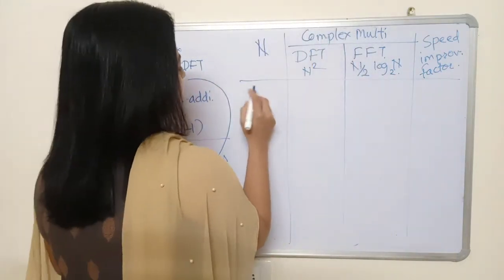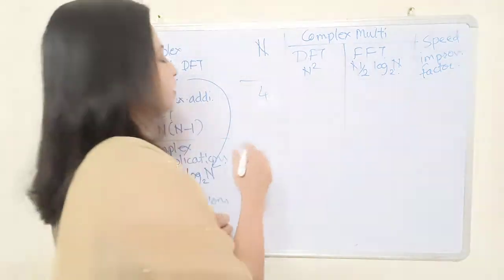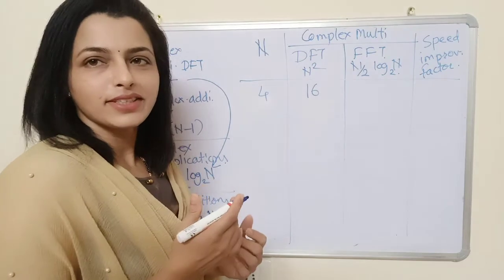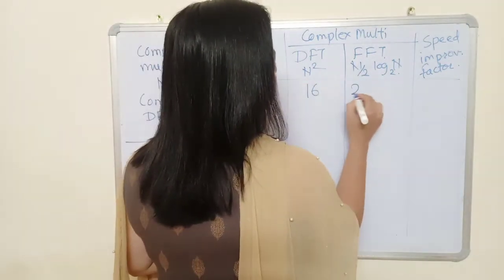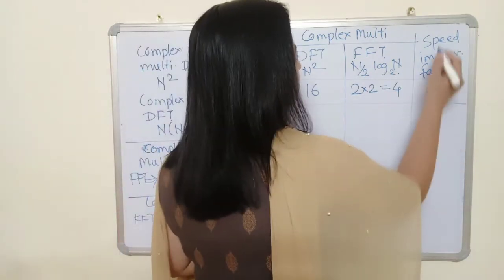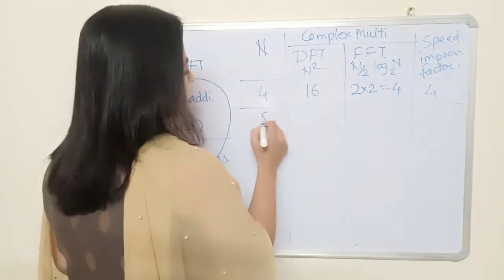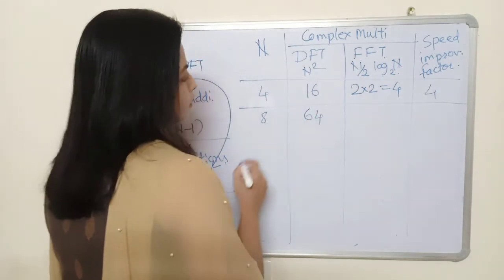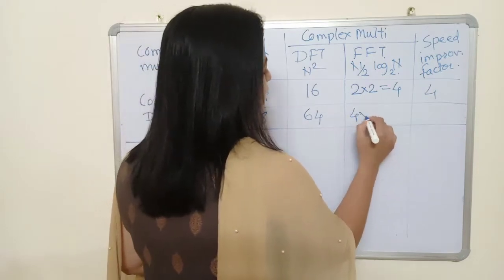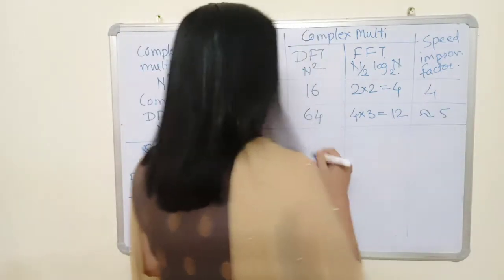First we'll assume a small number of points, 4 points, which we can divide into two 2-point DFTs. Here 16 complex multiplications will be required. For FFT, n by 2 is 2, into number of stages, which is 2, so it will be 4, and the speed improvement factor for it will be 4. Now we'll take 8, 64, and now we'll require n by 2, that is equal to 4, number of stages equal to 3, so it's 12, so we're near about 5.